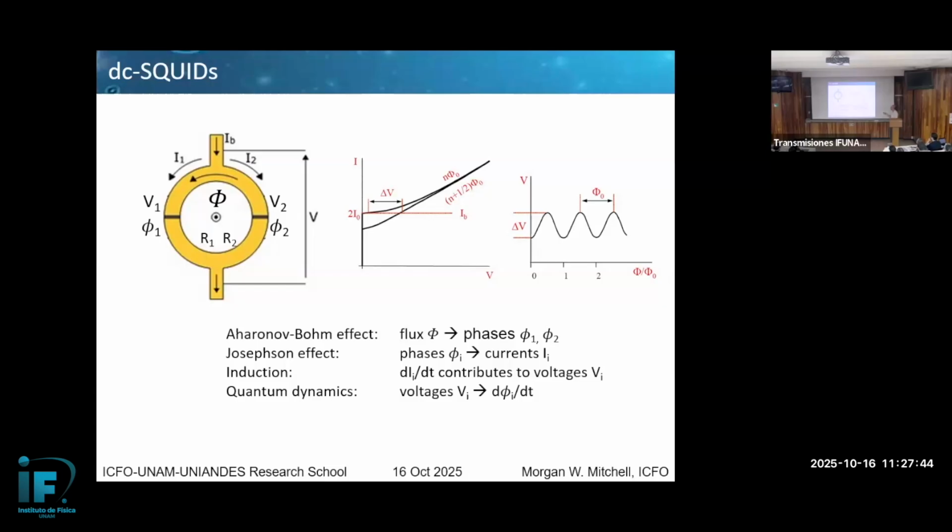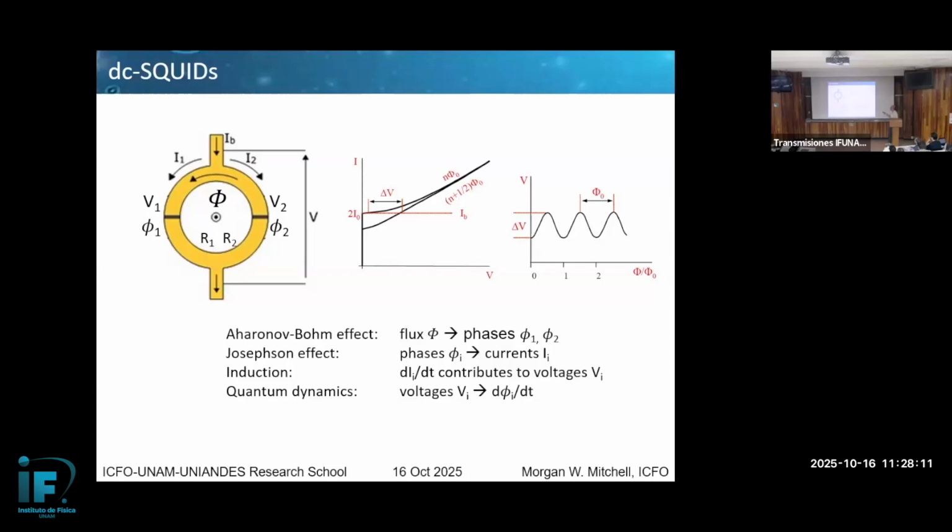The current across here due to the tunneling is a function of the phases. What do the currents do? The currents flow around, and because of induction, they change the voltage between one side and the other, and then the voltages affect how those phases evolve. So it's a very complicated, multi-connected quantum system, but its use is very simple.